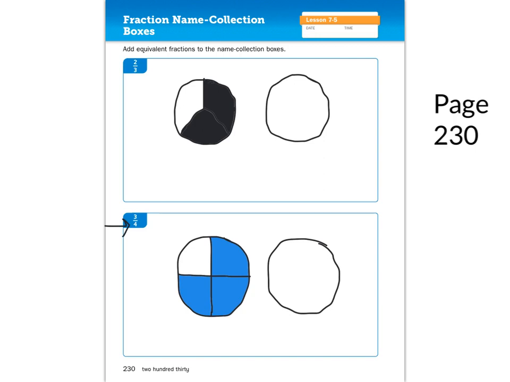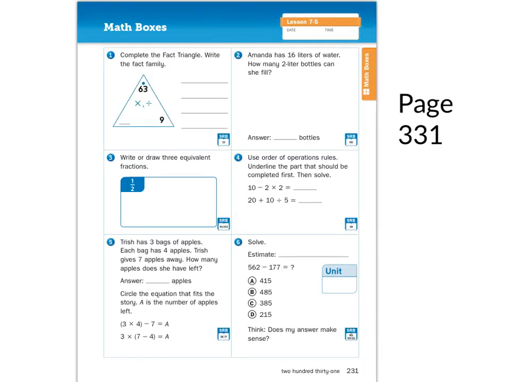So go ahead and look back. What other fraction can you think of that would have the same amount of space shaded? All right, math boxes time. Go ahead and do number 1 for sure. Remember, you're going to come up with 2 multiplication facts and 2 division facts here. You need to put in the missing factor before you get started.